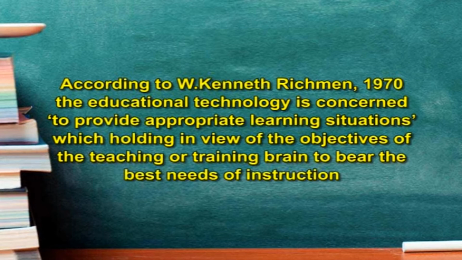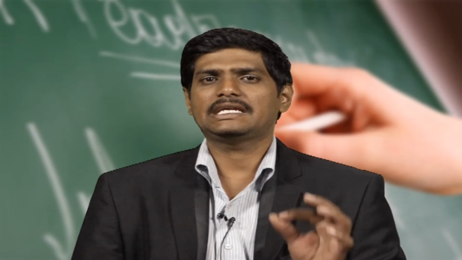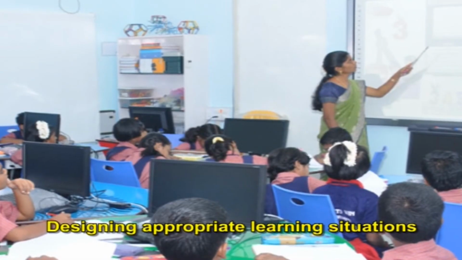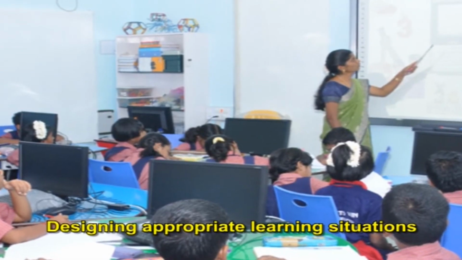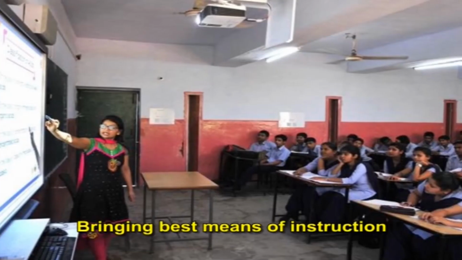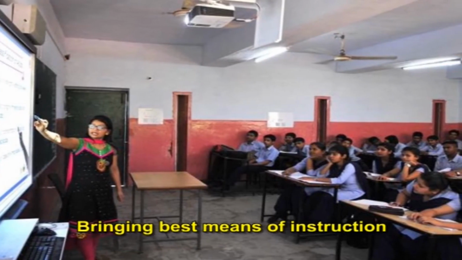According to W. Kenneth Richmond, 1970, educational technology is concerned to provide appropriate learning situations, keeping in view the objectives of teaching or training, to bring to bear the best means of instruction. Richmond has stated three characteristics of educational technology in the definition: designing appropriate learning situations, realizing objectives of teaching and learning, and bringing the best means of instruction.